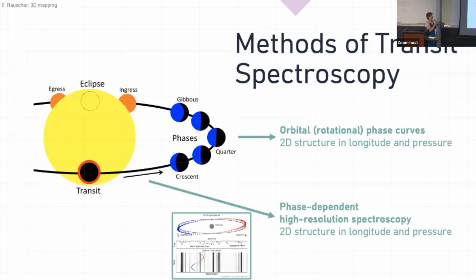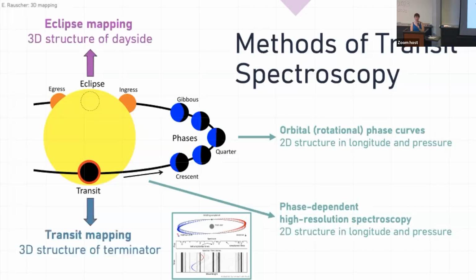I also want to remind you of the lovely talk we heard from Matteo about high resolution spectroscopy. And this is one of my other favorite methods of characterization. It gets you unique information, for example, the motion of the atmosphere itself. And there's some really nice work that people are starting to do, figuring out how we get things like phase curve information from high resolution spectroscopy.